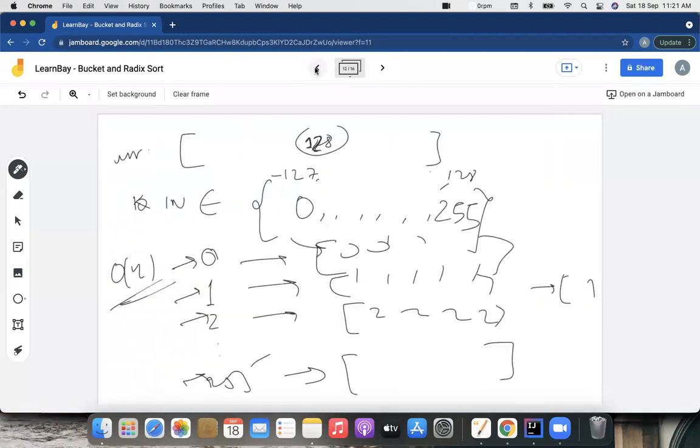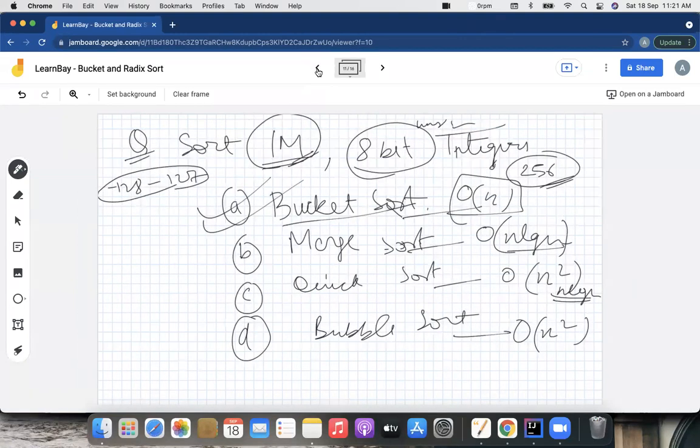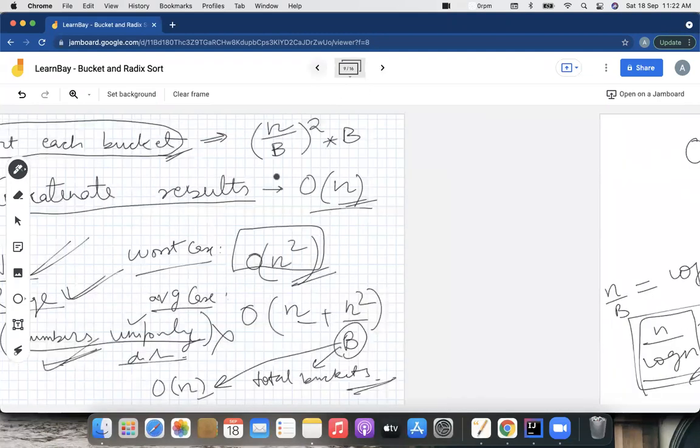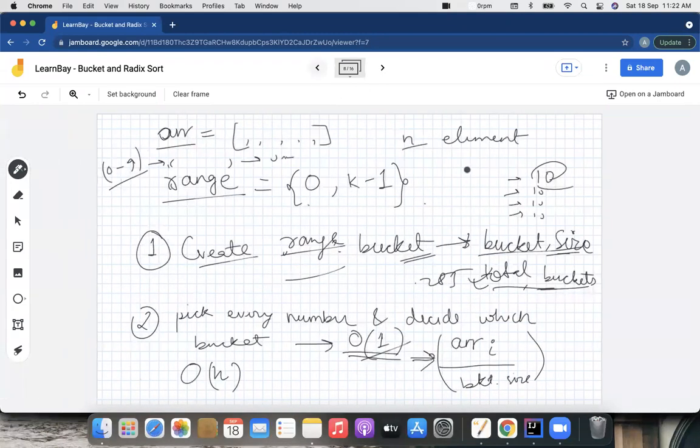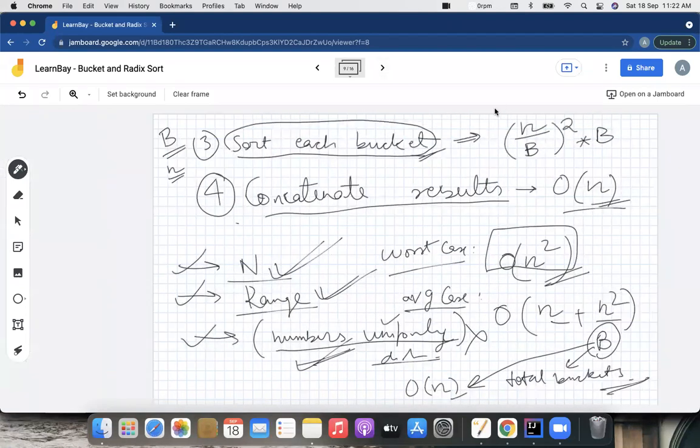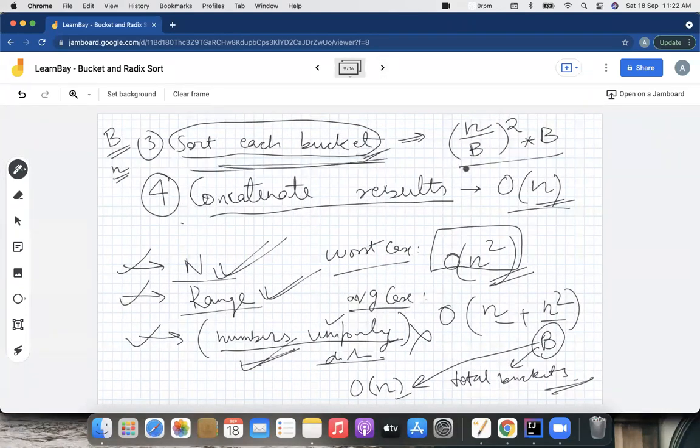If you see the algorithm, then sort each bucket. This is the one which is taking this time, n square by b square times b, right? Where n by b is the total number of elements in each bucket. So you want this to be as less as possible. So if you are using a range bucket solution, then you want to create many buckets so that your solution is optimal.